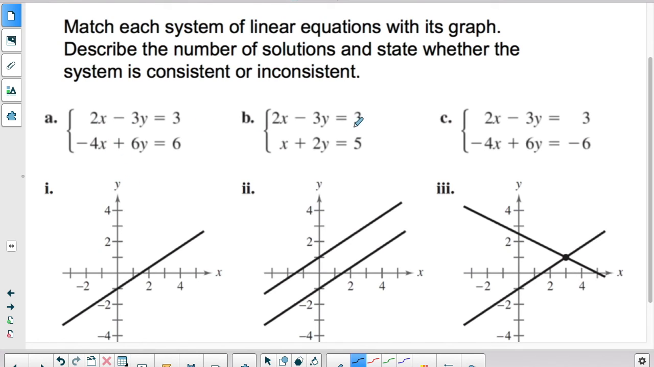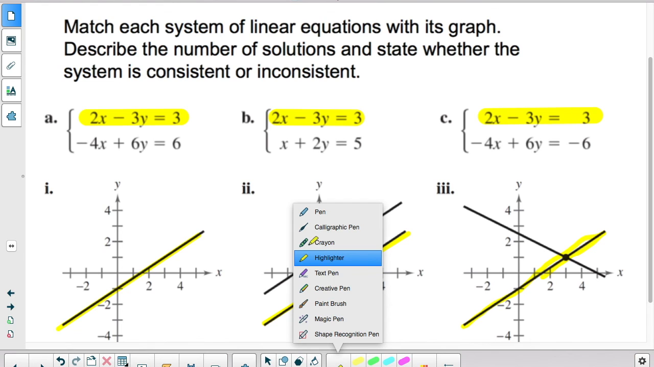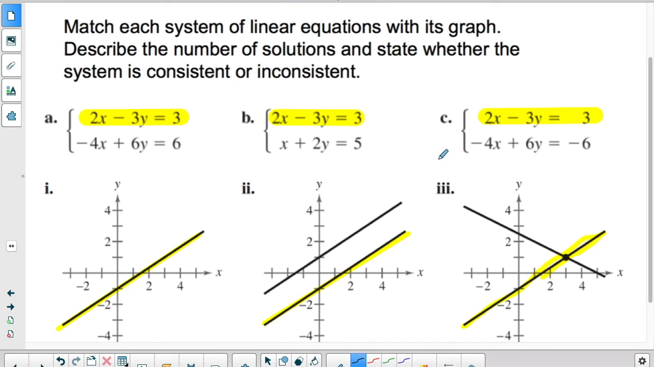Now all three of these have 2x minus 3y equals 3 on all of them. So this line here, I'm going to grab my highlighter. These three here are all going to be this line here. Now what we can do is see which ones the other equations match up to be.